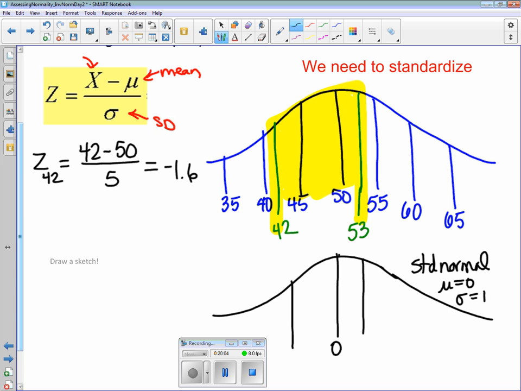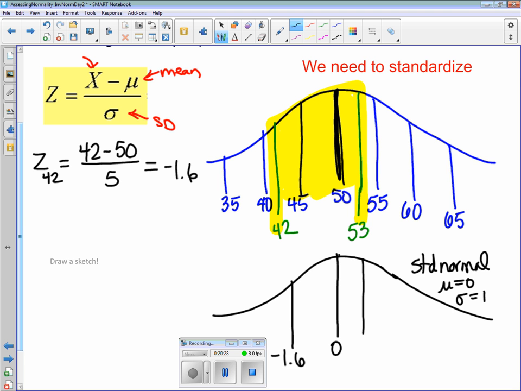Now, does it make sense that it's a negative number? Because it's below 0. So it does make sense. It's a little bit more than 1 standard deviation below the mean. Well, we know that if this is the mean, 1 standard deviation below is 45. Aren't we a little bit more than 1 below? Not quite 2. So that number makes sense to me.